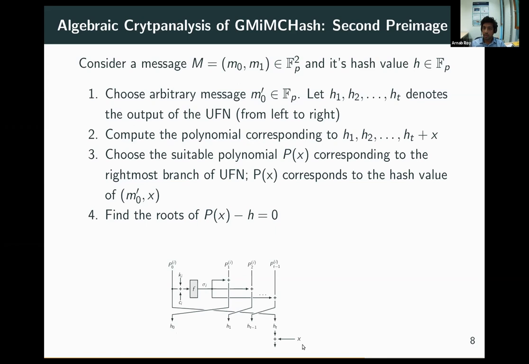And then I add the variable message here, and then another block of UFN with fixed key will be executed. And here, because this is only the variable part, I can again construct the polynomial at the end, and this will correspond to some M0 prime and X, which is the variable block. And because I want to find the X, I can simply find the root of this equation to find out the X, and that gives me the second preimage. And as you can probably see, this can be extended to find a collision attack also.